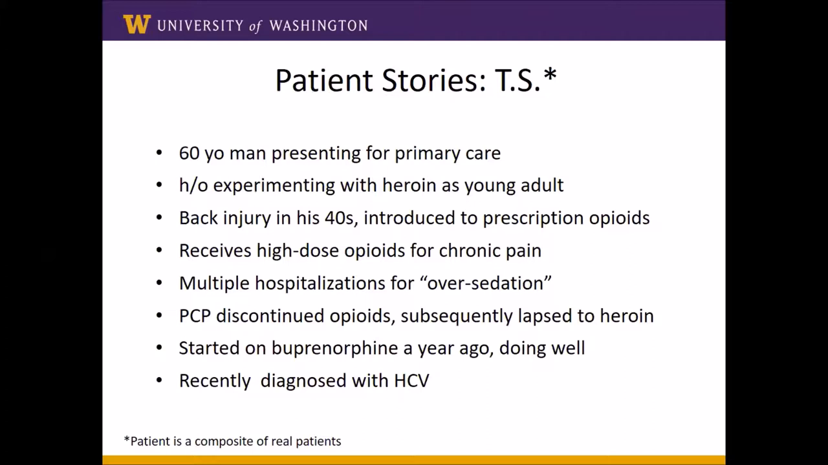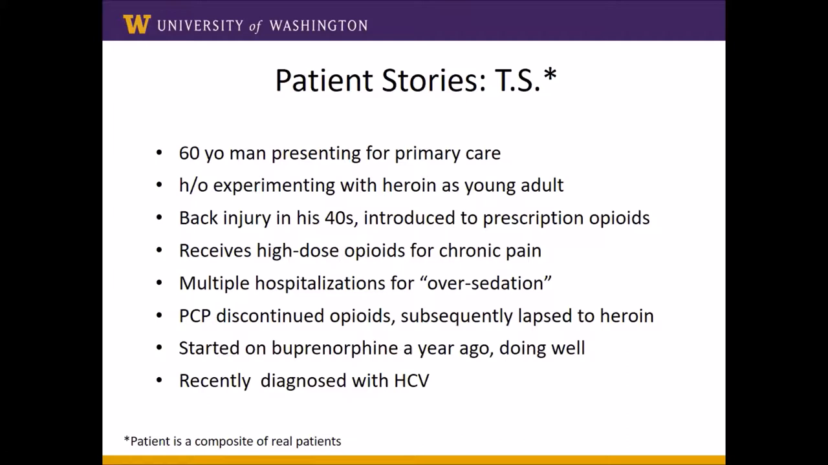So first, I'd like to start with some patient vignettes. These are based on real patients I've seen over time. And perhaps these might be familiar stories to you as well. So TS is a 60-year-old man presenting for primary care.